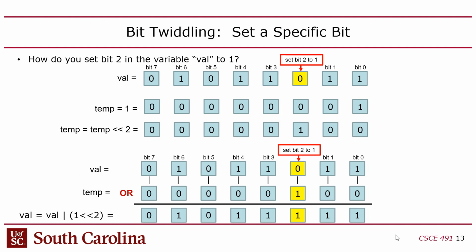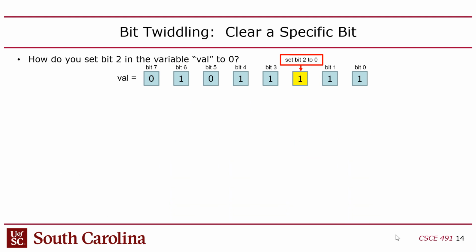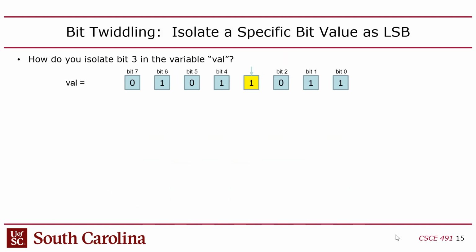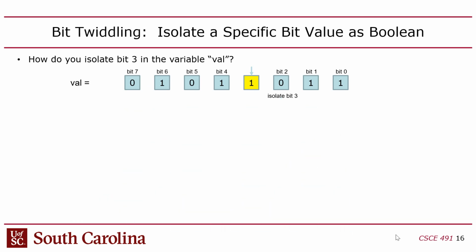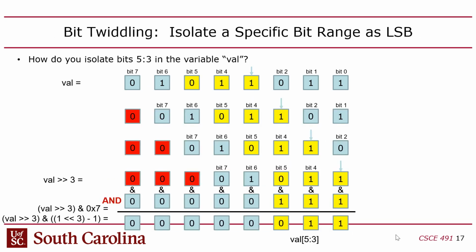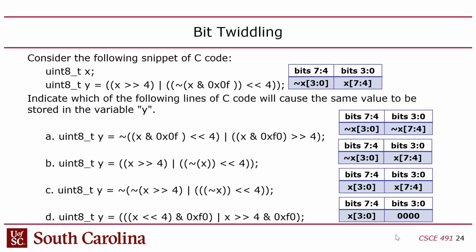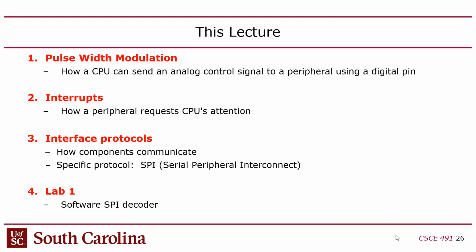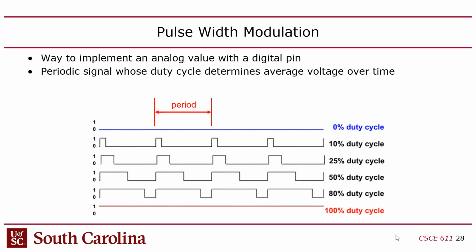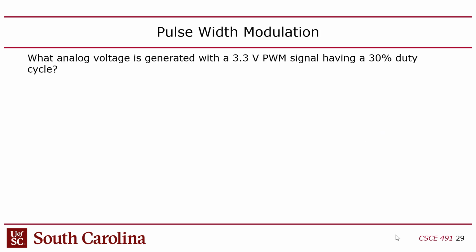Everyone okay with that? So you have to be able to set bits to 0, set bits to 1, isolate specific bits and bit fields. We talked about, and then we talked about pulse width modulation. I think everyone's pretty comfortable with that after lab 2.